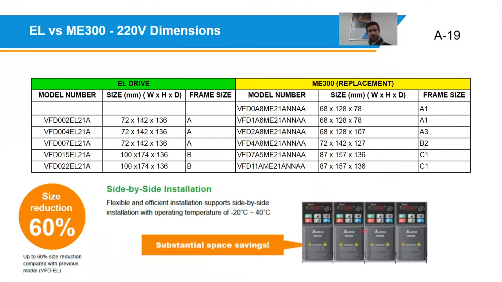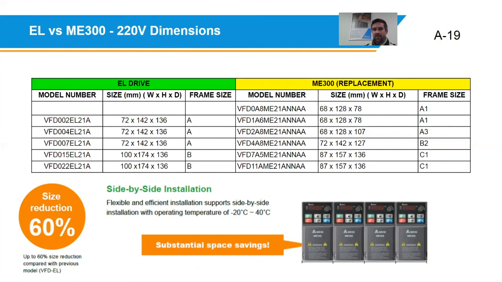I want to highlight our ME drive versus its predecessor, the EL series drive. As most of you will know, the EL has been discontinued from EM's perspective. It's still available from Delta, but we've decided to go with the ME300. It's better in every aspect, up to 60% size reduction versus some of the models on the EL.